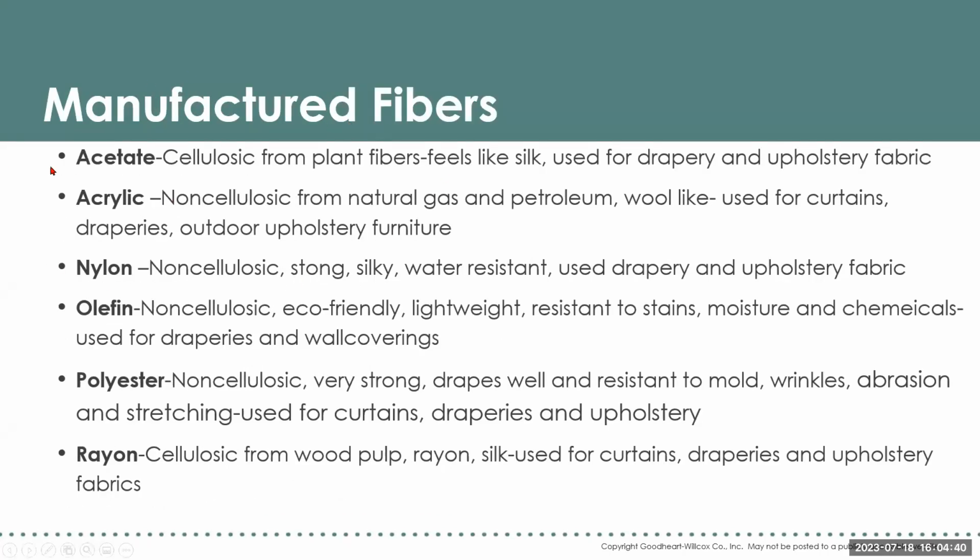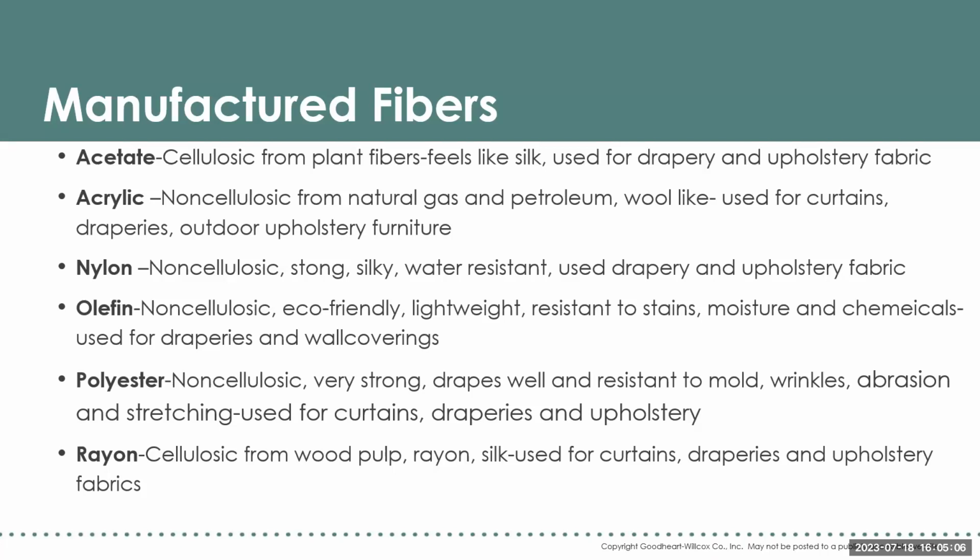When we get into the manufactured fibers, this looks very similar to what we saw in our carpet, right? Acetate, it's a cellulose plant-based fiber. It feels very much like silk. Acrylic, it's a non-cellulose fiber, and this is made out of natural gas and petroleum. This is why when we think that we have to get rid of all gas and natural gas products, it would be very difficult because so many things are made out of acrylic.